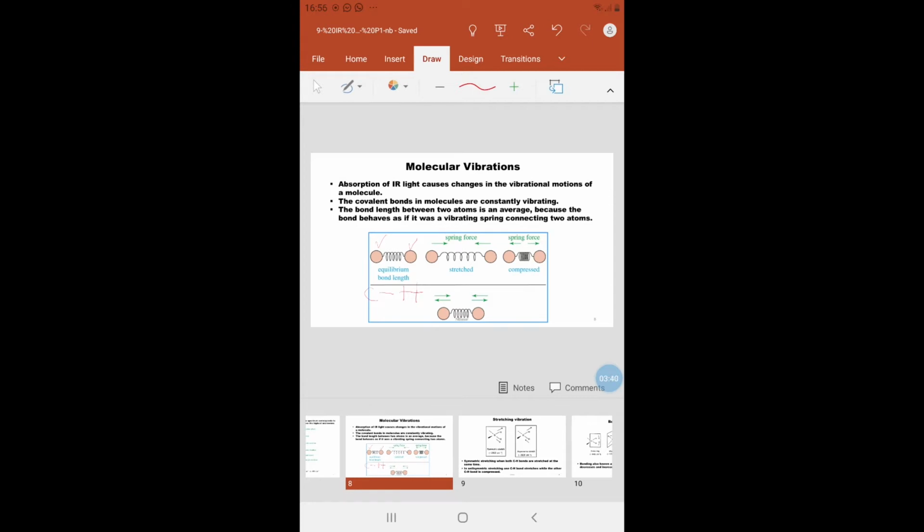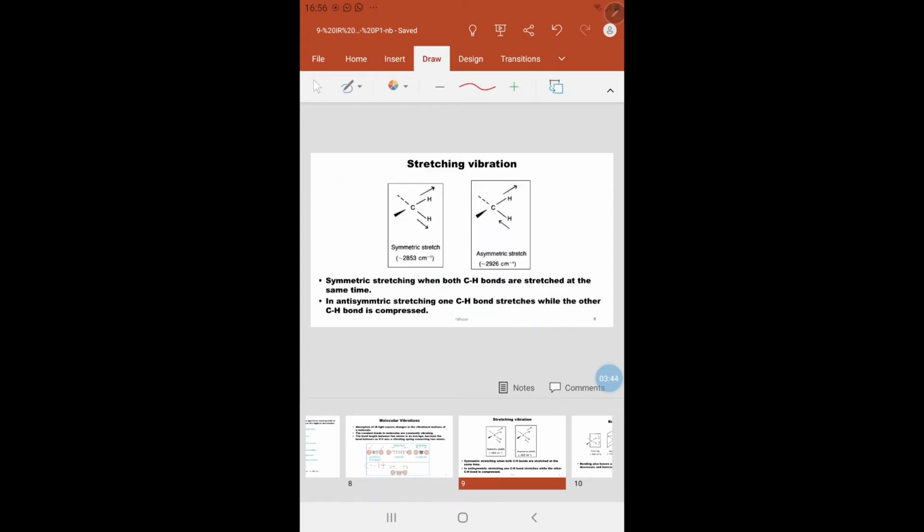These two atoms vibrate. There are two types of vibration: one is stretching vibration, another is bending vibration. In stretching vibration, there are symmetric and asymmetric. As you can see here, symmetric means in the same direction, at the same arrow. Asymmetric means one is going outside, one is going inside. That is the asymmetric stretching.